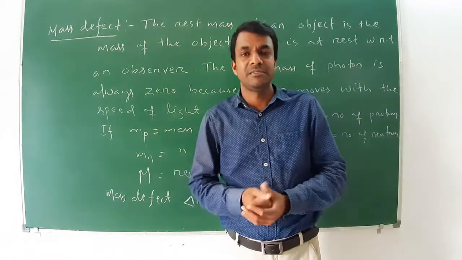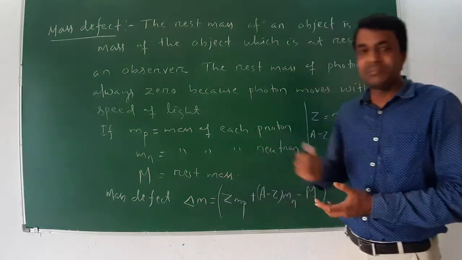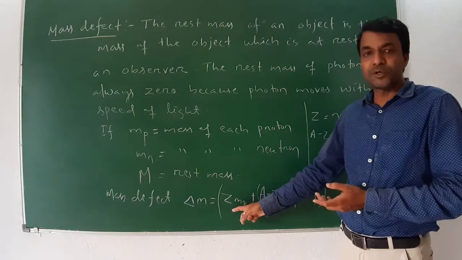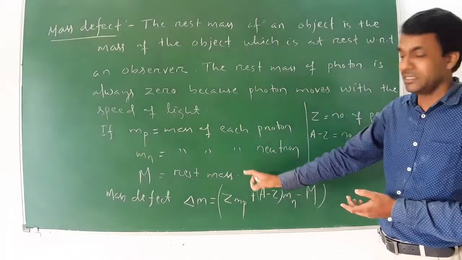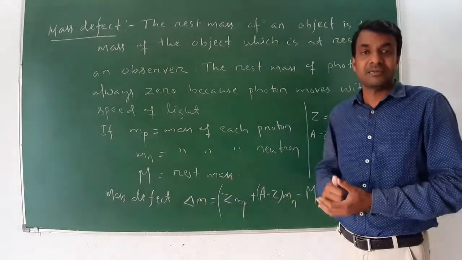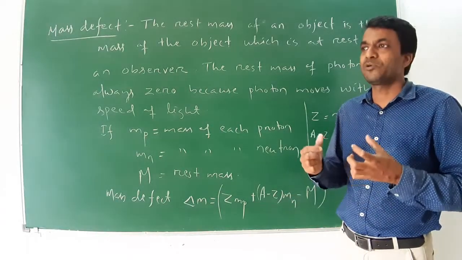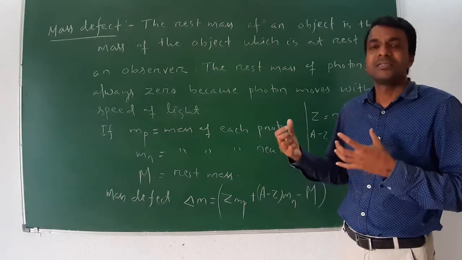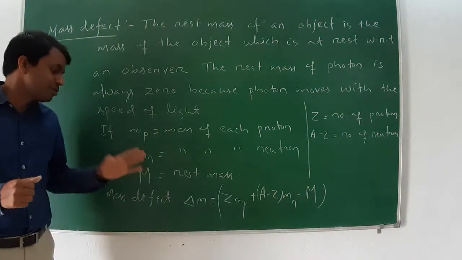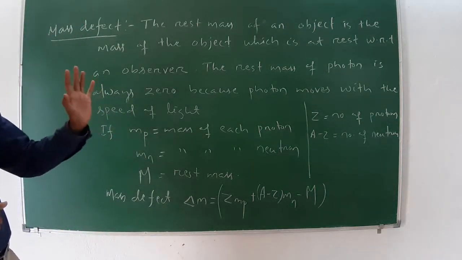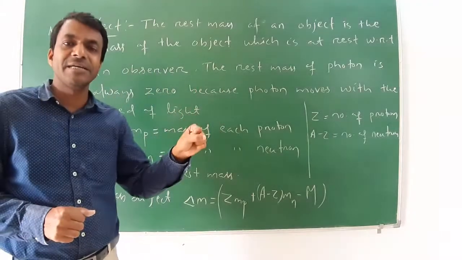take in atomic mass unit. Then the mass defect, which is denoted by delta M, is equal to the mass of protons plus the mass of neutrons minus capital M, which is the rest mass. That is known as the mass defect, the change in mass. The mass of the nucleus means the mass of protons and neutrons minus the rest mass, capital M. This is known as the mass defect, which is always denoted by delta M. This is all about the mass defect, which is related to binding energy.